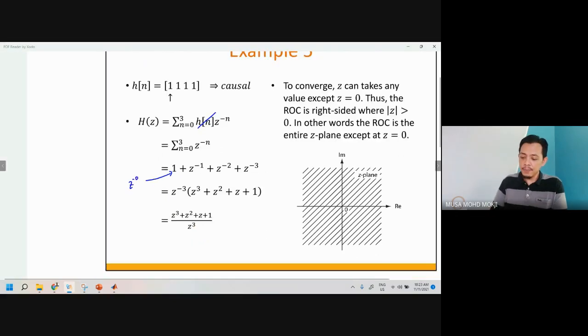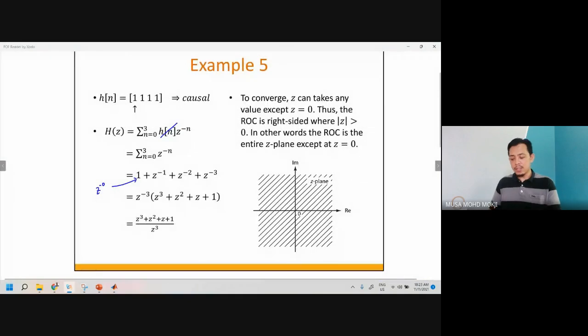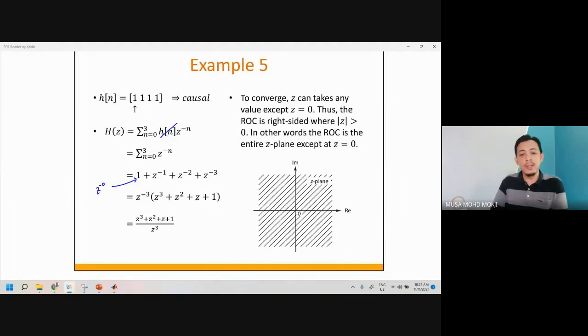So what is the ROC? ROC is the region of convergence. We need to find out what are the z values that give you an H(z) which is not infinity. That is the ROC.